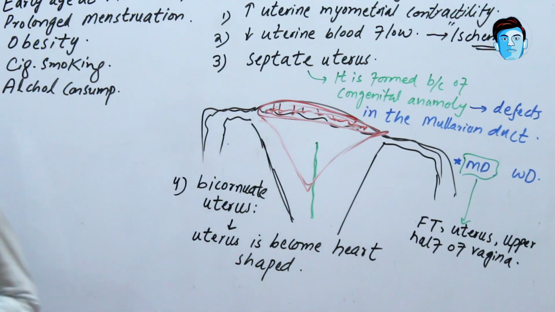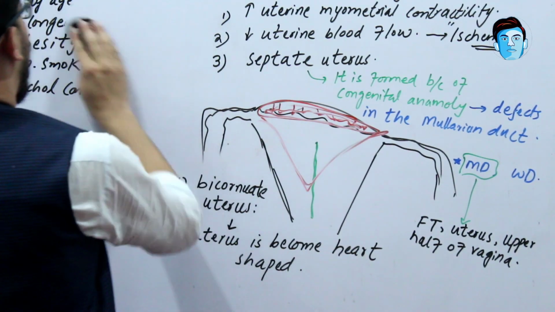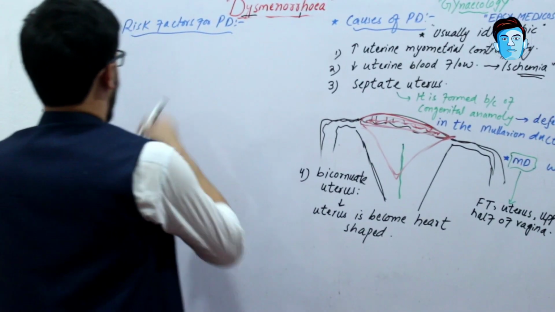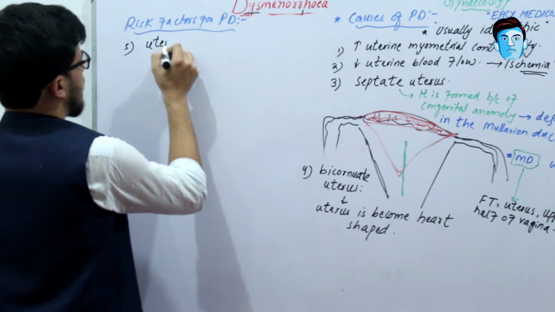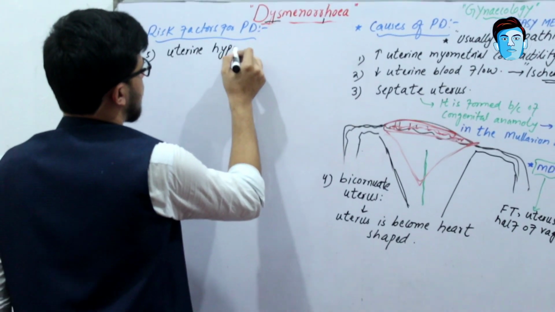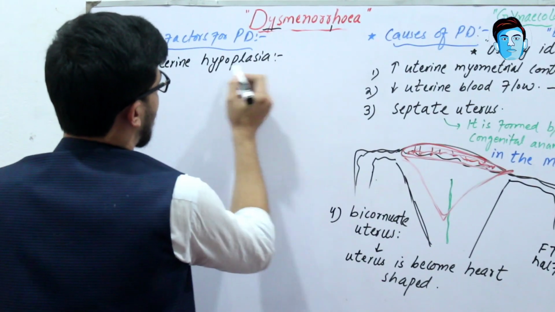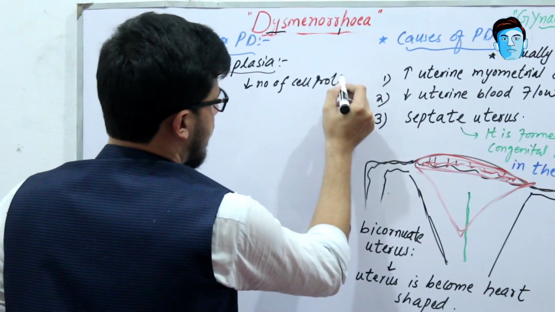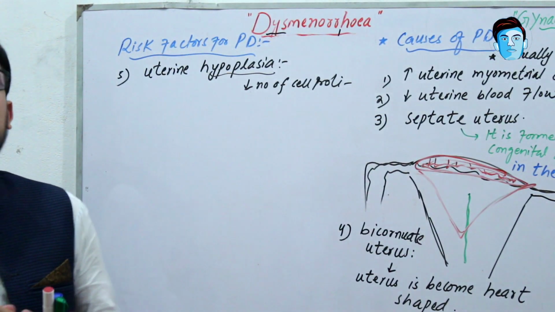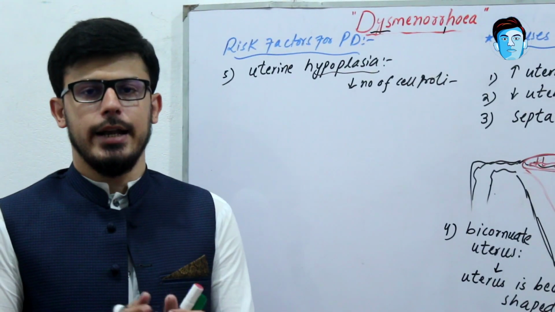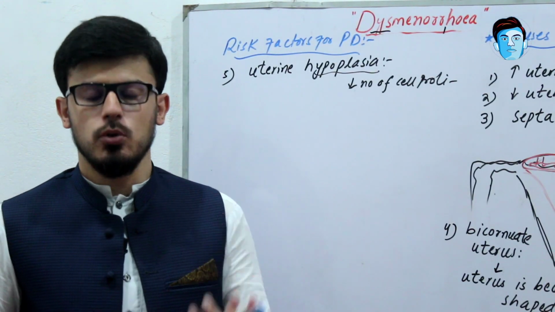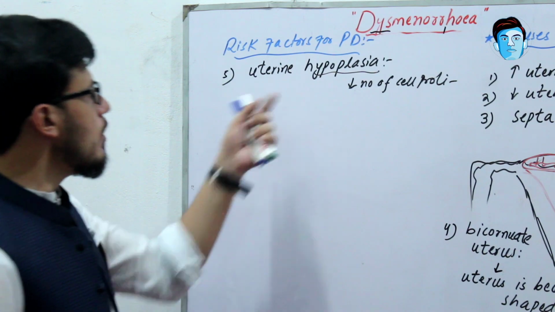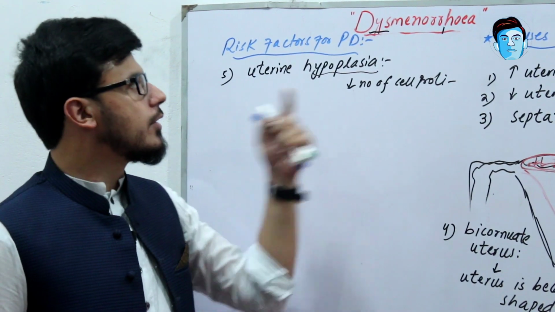Now what is another cause for primary dysmenorrhea? Another cause that has been reported is uterine hypoplasia, which means there is incomplete development of the tissue. Hypoplasia means there is a decreased number of cell proliferation. So the estrogen and progesterone levels become imbalanced. As a result, menstrual abnormality occurs, and often the female feels pain during menstruation. So it is also considered one cause of primary dysmenorrhea.